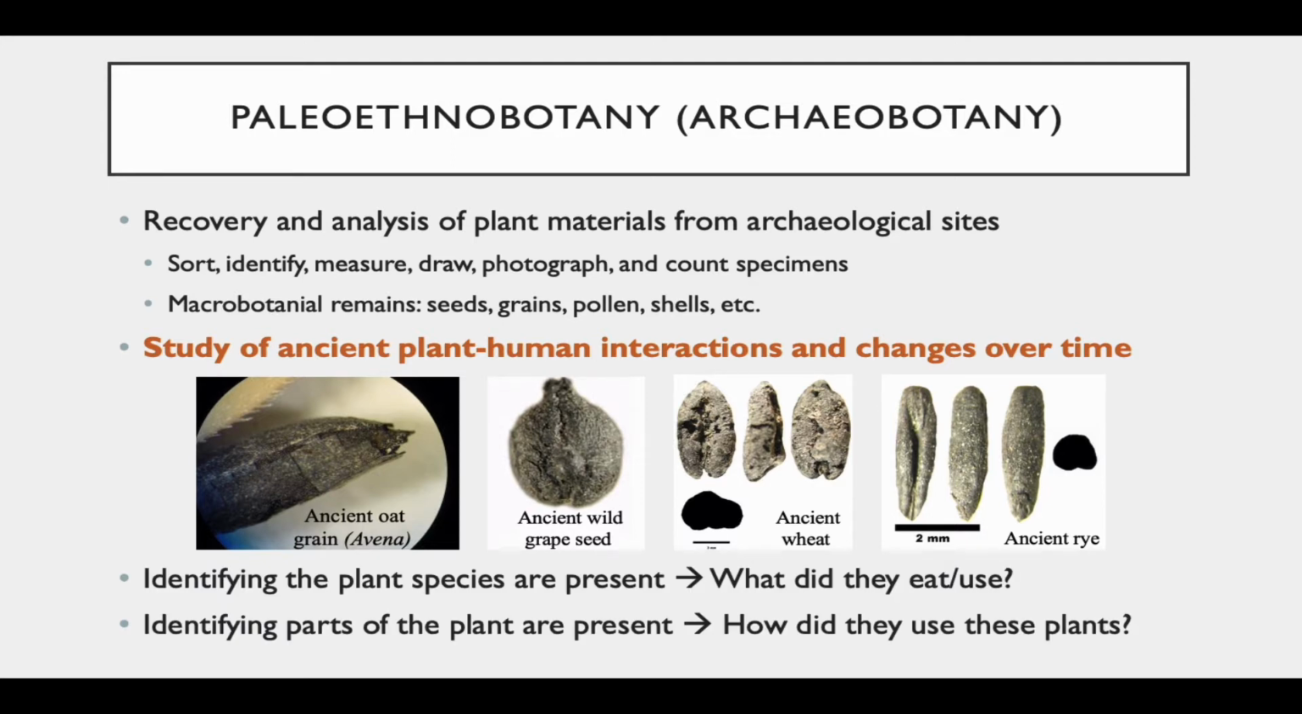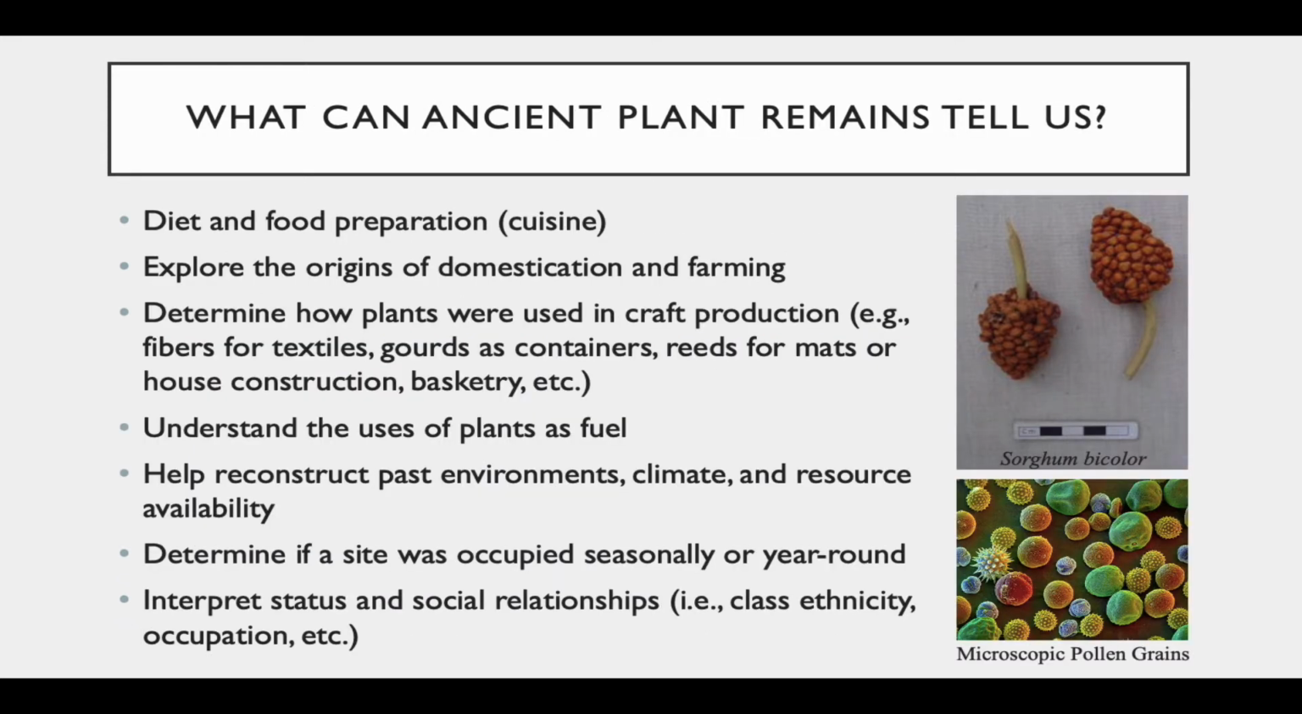What these analysts are able to do then is, if they can identify the plant species that are present within an assemblage, we can get an understanding then of what the people were eating or using in terms of wild resources. If we're able to identify different parts of the plant that are present, then we can start to understand a little bit more about how they were using these plants. There are many other things then that ancient plant remains can actually tell us about past societies.